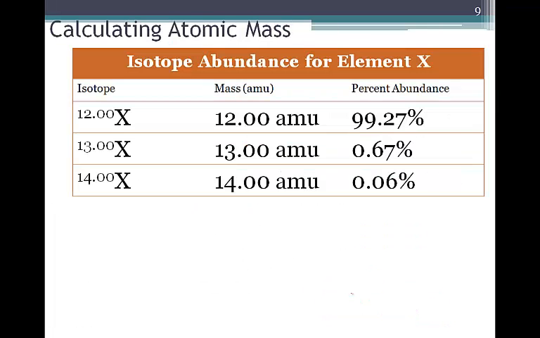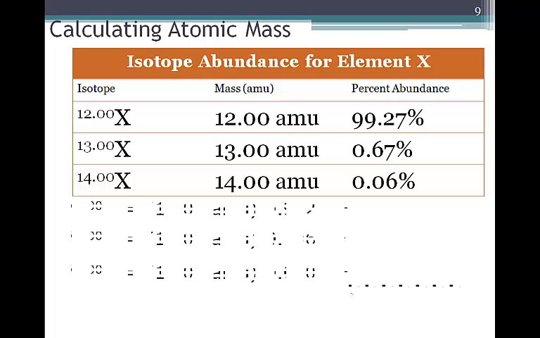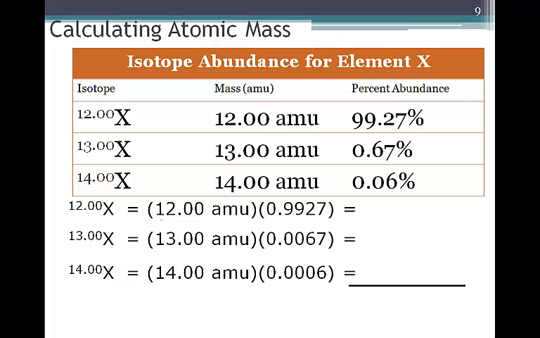If we calculate the average atomic mass for this last isotope, now we have 3. So we take our mass, 12.00 AMU, multiplied by our percent abundance, so 12.00 times 0.9927, and we get 11.9124. Our second mass, 13 times a percent abundance of 0.0067. Again, 0.67% is 0.0067 as a decimal.